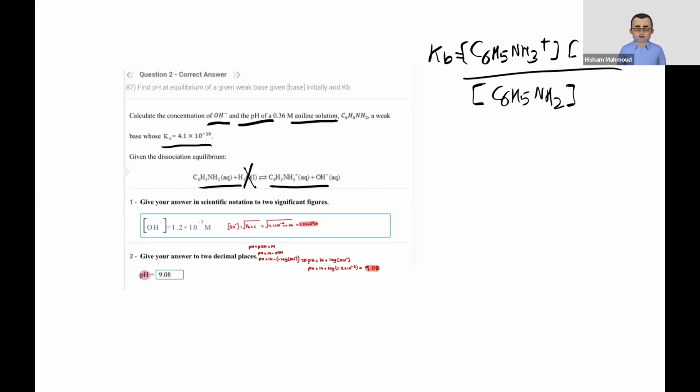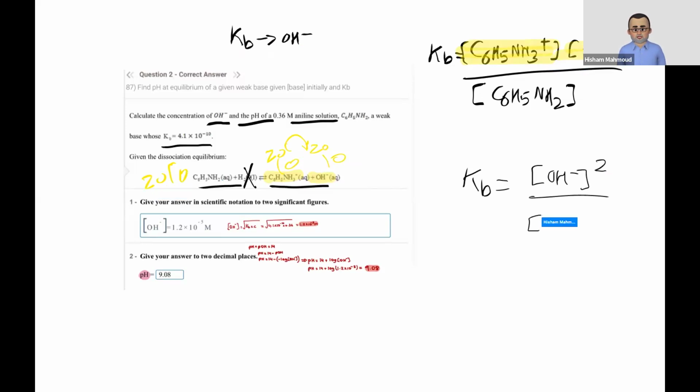I have the Kb. From the Kb, I can easily find the OH-. How do you find the OH-? A very important piece of information: these two values are also equal in concentration. So this one is equal to this one. Why is that? Because if you have 10 here, it will be broken into 10 and 10. If you have 20 here, it will be broken into 20 and 20. So these two values are always similar. So I can simply remove one of them and repeat the other one twice. So Kb is equal to the OH- concentration squared divided by C₆H₅NH₂.